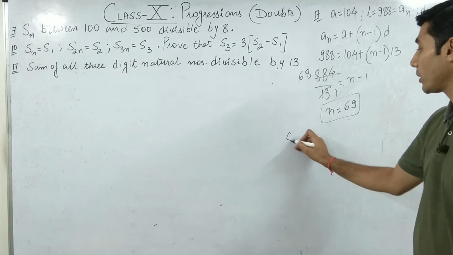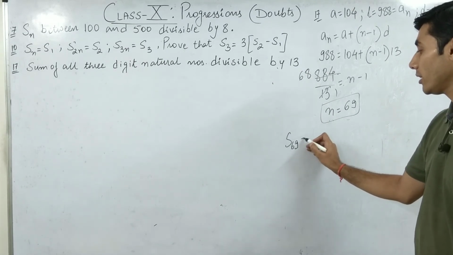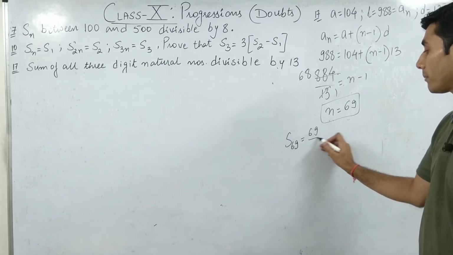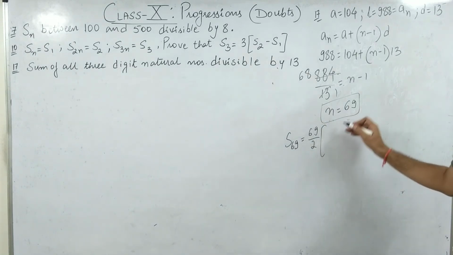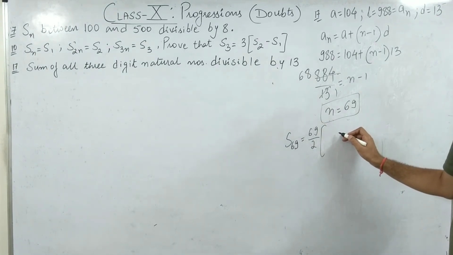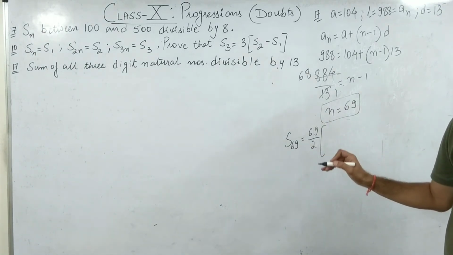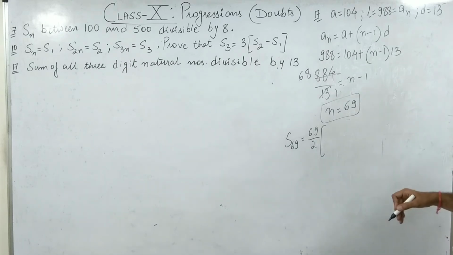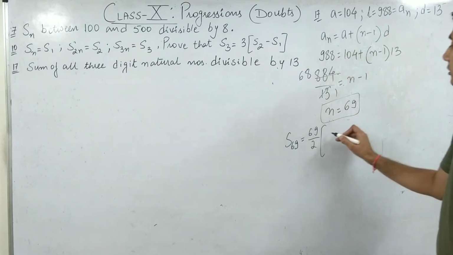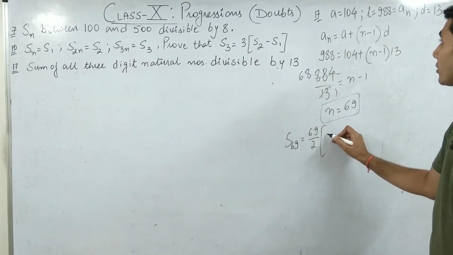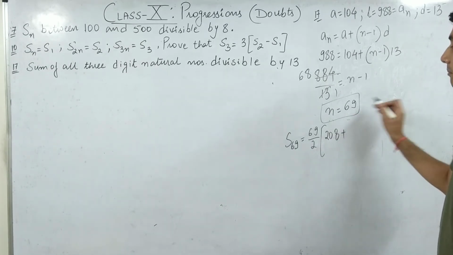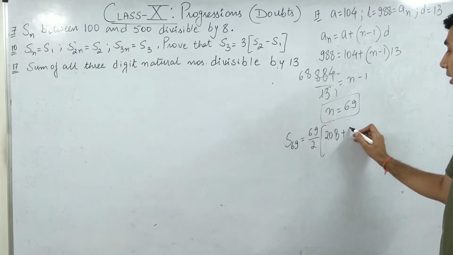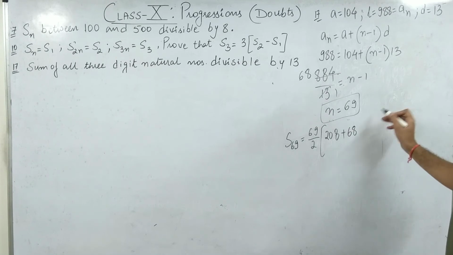So that means that you need to find out S69, which should be equal to 69 by 2, bracket 2A. What is 2A? 2 into 4 is 8. So 208, 2A. Plus N minus 1, 69 minus 1 is 68 into D, D is 13.